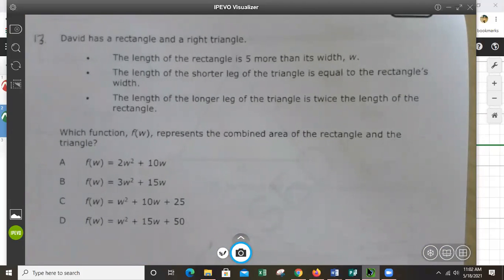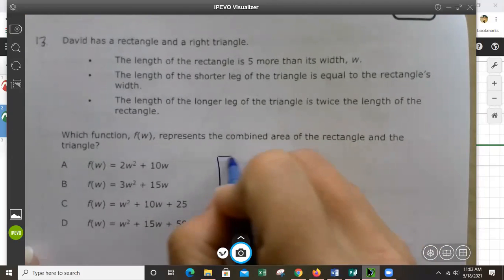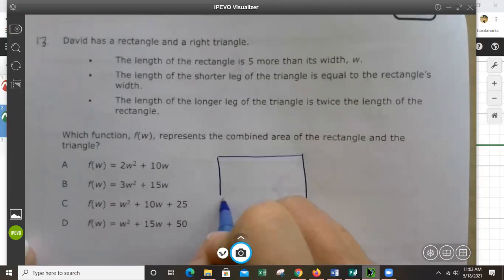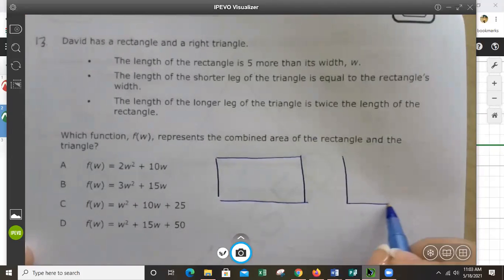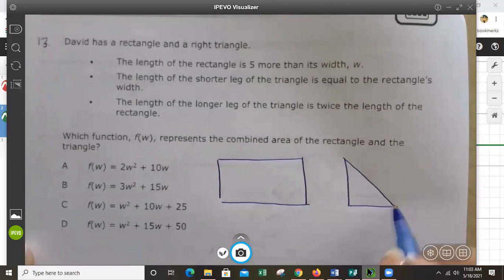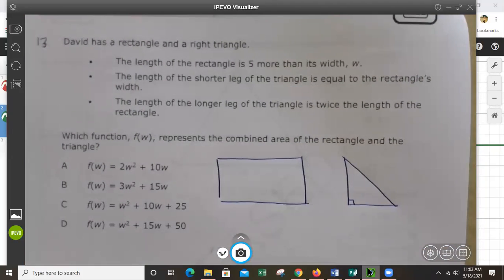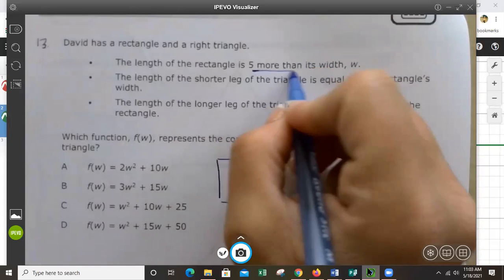David has a rectangle and a right triangle. Immediately, I'm going to draw that. This is number 13. Remember, a right triangle has a 90. It doesn't really matter. And then I'm going to follow all these bullet points. It says the length of the rectangle is 5 more than its width. How do I write 5 more than its width?